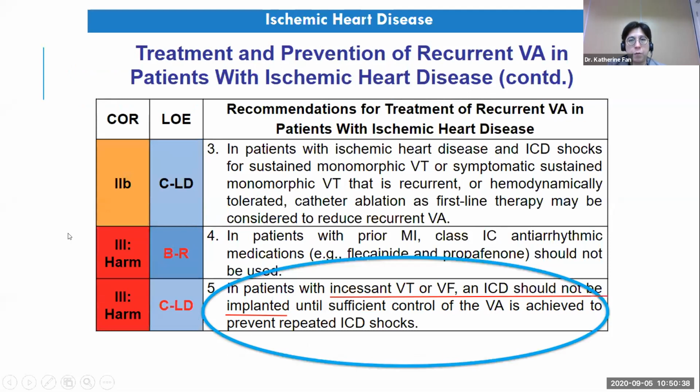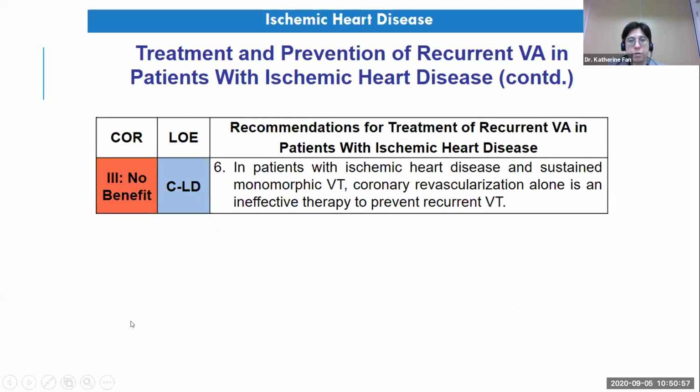However, for recurrent VA with ischemic heart disease, again, in patients with excessive VT or VF, an ICD should not be implanted until sufficient control of VA is achieved to prevent repeated ICD shocks. So this is a harmful, class 3 indication. On top of that, they also have a reminder that in patients with ischemic heart disease and sustained monomorphic VT, coronary revascularization alone is an ineffective therapy to prevent recurrent VT.